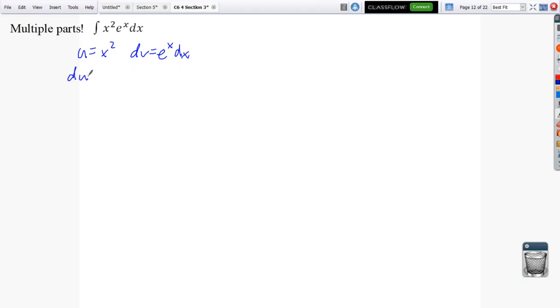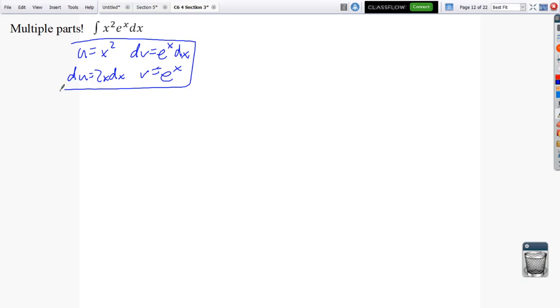Now we have to calculate du, right? Our calculation of du is going to be 2x dx. Now this v, I know it's easy to forget what we're doing with our v here, but since we're going from dv to v, we want to antidifferentiate the e to the x, which happens to not matter because it's e to the x. E to the x is both its own derivative and antiderivative.